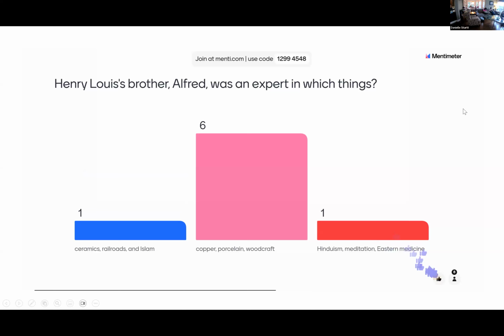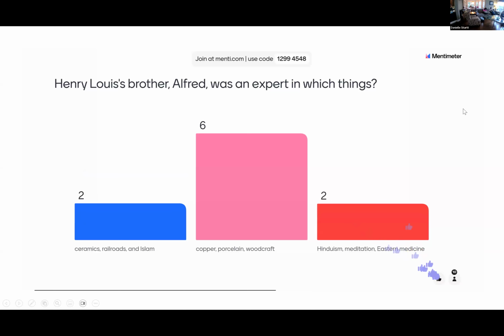Copper, porcelain, and woodcraft. Family business, yeah, metal, Hinduism, meditation, Eastern medicine. What do you call someone who has expertise in a bunch of varied areas? Polymath. There you go. Everybody remembers that. Yeah, jack of all trades. Polymath, that's the word we're looking for. A lot of scientists for polymath.